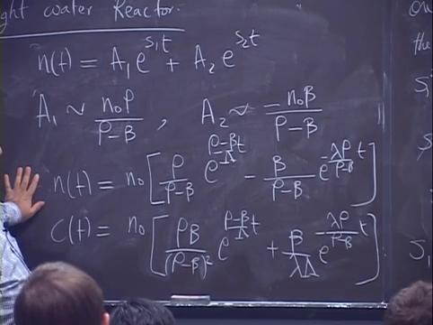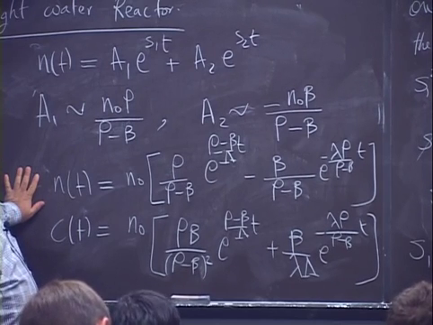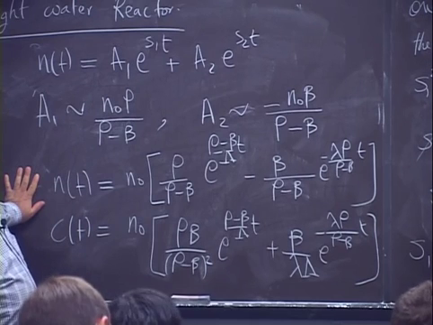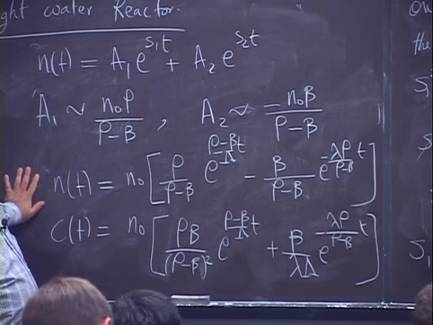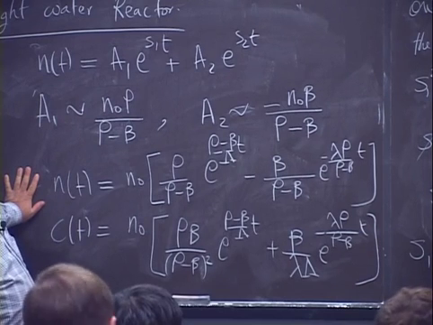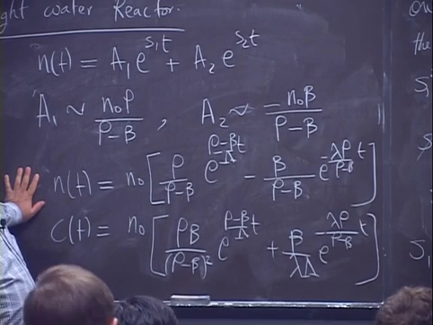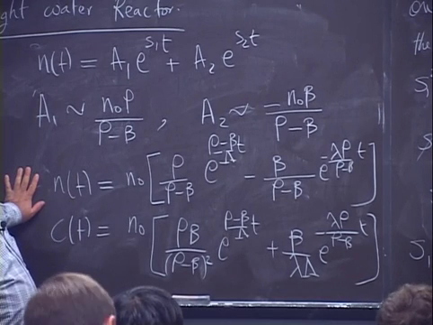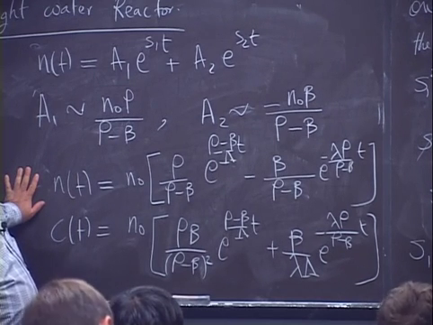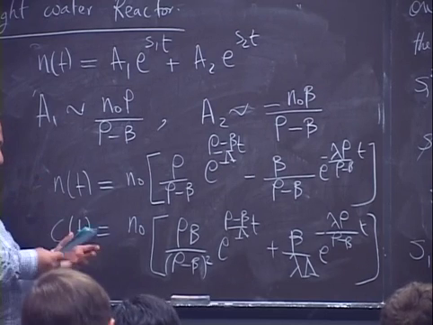You have two exponentials. When we have 6 delayed neutron groups, we have how many exponentials? 7. When we have 1, 2. So if we have 2 delayed neutron groups, we'll have how many exponentials? 3, and so on. Okay, guys?